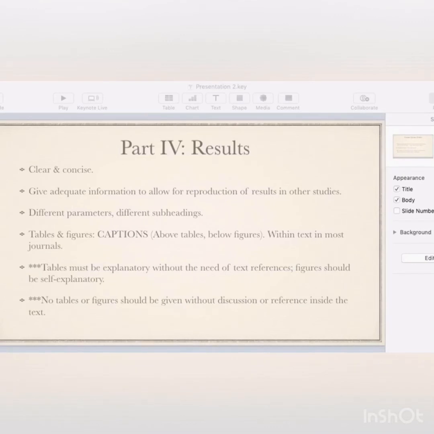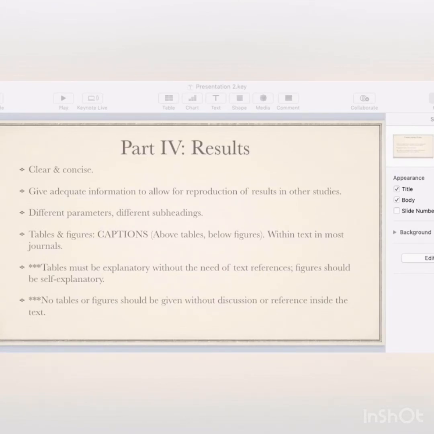The third point is that if there are different parameters in the study, they must be given different subheadings. For example, a clear case in point would be a KAP study, short for knowledge, attitude, and practice. In this case, knowledge would be considered a parameter, as would attitude and practice. And as such, three subheadings must be given to these yardsticks: knowledge given one subheading, attitude given one subheading, and practice given one subheading.